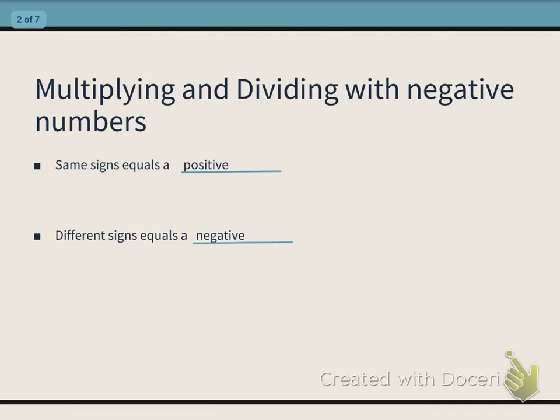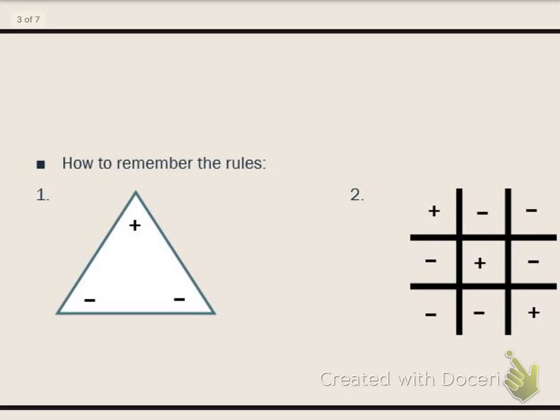But that's a story, that's the way I remember it sometimes, but here are ways that you can visually remember it. If you're multiplying, let's look at number 1, how to remember the rules. We can draw our little triangle right here. If you have a negative times a negative, it's a positive. If you have a negative and a positive, it's a negative. And the same thing, if you have a negative and a positive, it's a negative.